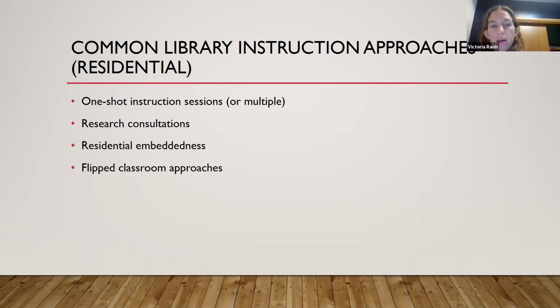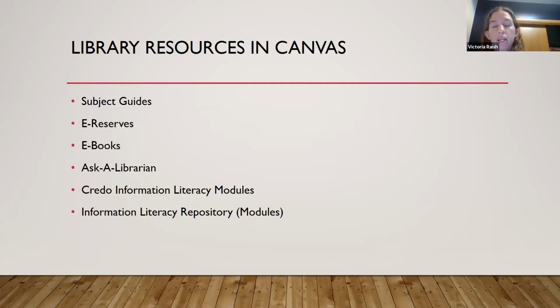When we look at what's happening in the online space, it makes sense to start with what's happening in Canvas. So I'm going to briefly go over this slide because many of you are familiar with some of these things. They have their place in the Library Resources tab in Canvas, which is automatically turned on unless you turn it off. And so these show up for students: their subject guides in Canvas, any kind of e-reserves or ebooks that they might have.